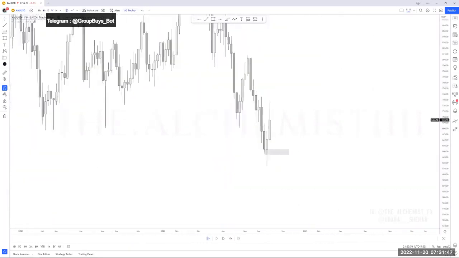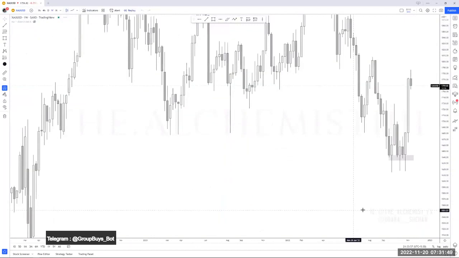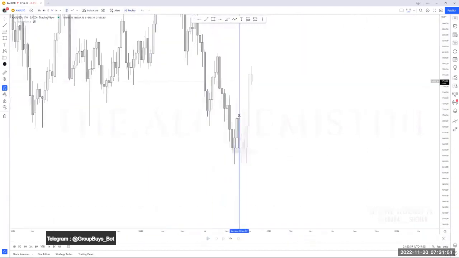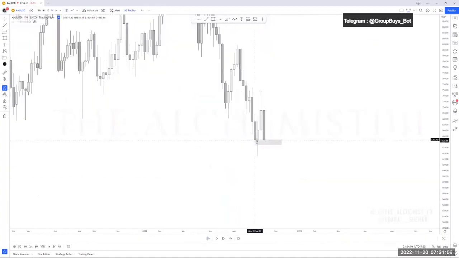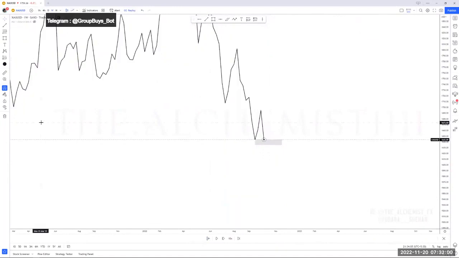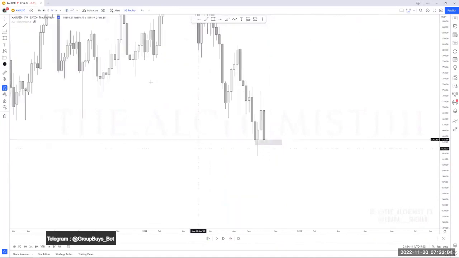Let me put the replay tool here. Actually, let me show you what has happened. The market has closed above the weekly support. See that? Use a line chart and you'll see it very clearly. It never went below it. Which means a new weekly to weekly bullish storyline is in play.